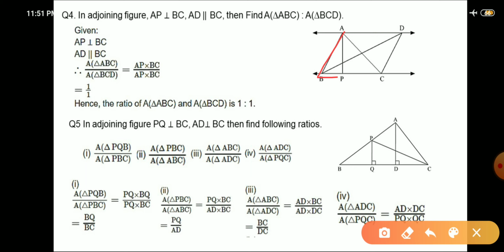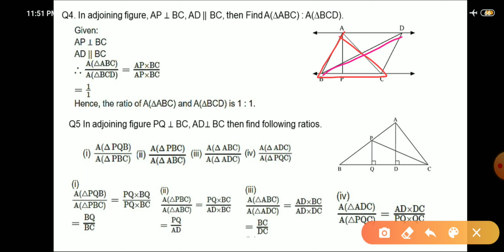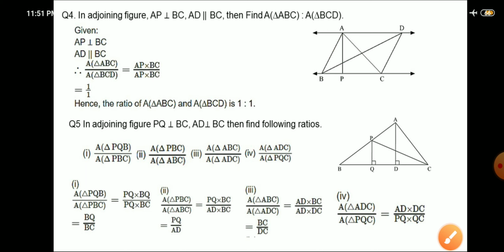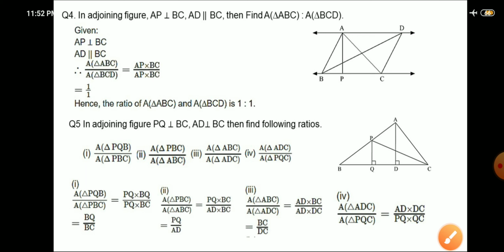The first triangle is ABC, and the other one is BDC. Here we observe that the base of these two triangles is common, and these two triangles lie between two parallel lines. We know that if two triangles lie between two parallel lines, their heights are equal. Here the heights of both triangles are equal because they lie between two parallel lines and the base is common. From this we can say that the ratio of the areas of these two triangles is equal to 1.